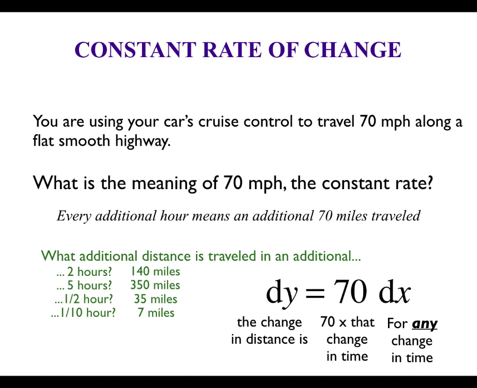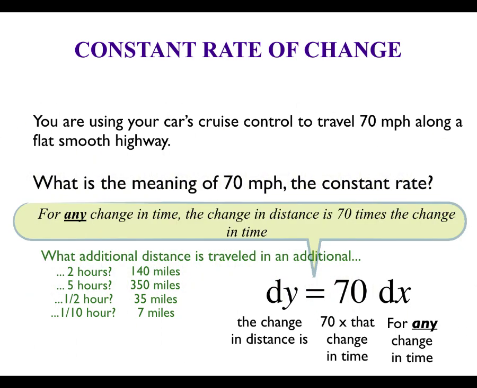And it tells you more than just how much change you get for one unit of change. It tells you how much change you get for any unit of change. So for any change in time, the change in distance is 70 times the change in time. And this takes, for some students, 2 to 3 weeks for them to get. They watch the slide and go, oh yeah, sure, that's easy. When you ask them to apply it, it takes a lot of time and practice.